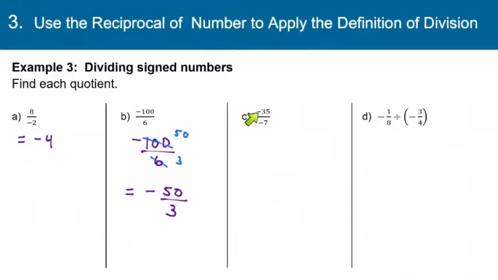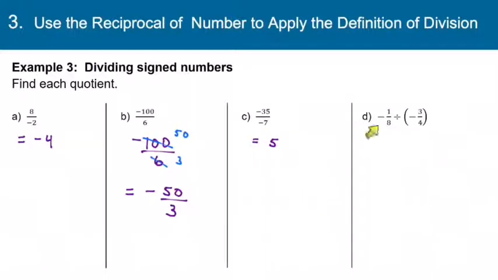Now let's look at part C. Here we have negative 35 divided by negative 7. Of course, we know that negative divided by negative is going to give us a positive answer, and we also know that 35 divided by 7 is 5. So that quotient is simply 5.